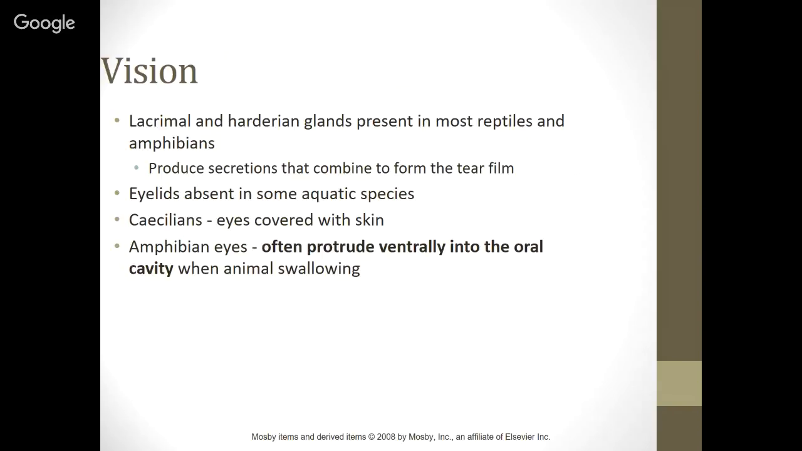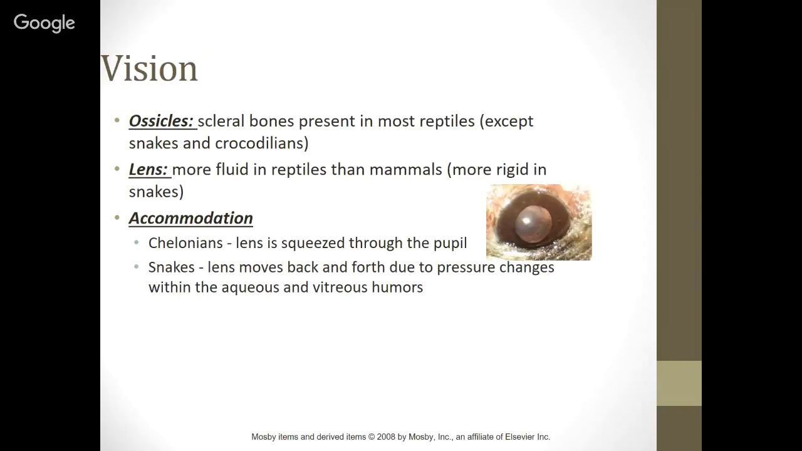And with amphibian eyes, they often protrude ventrally into the oral cavity when the animal is swallowing. So think about if you dissected a frog in high school biology. When you opened up the mouth, you could actually see the eyes protruding into the oral cavity. These guys also have ossicles or scleral bones present in most reptiles, just like birds, except with snakes and crocodilians. Snakes and crocodilians don't have that sclerotic ring.